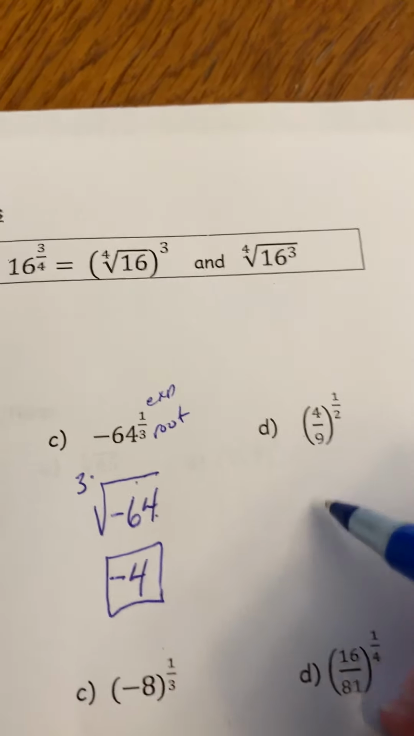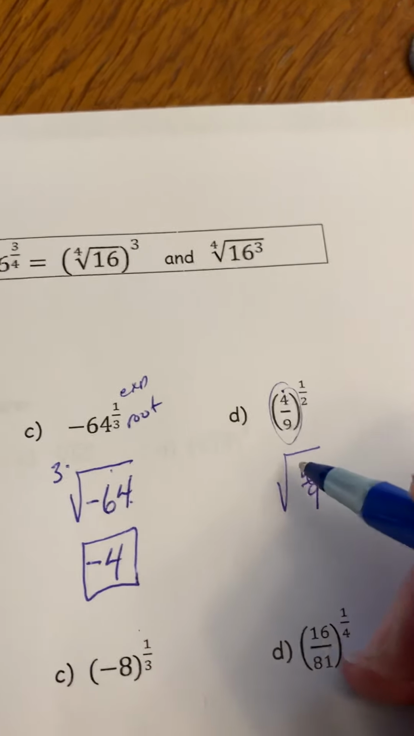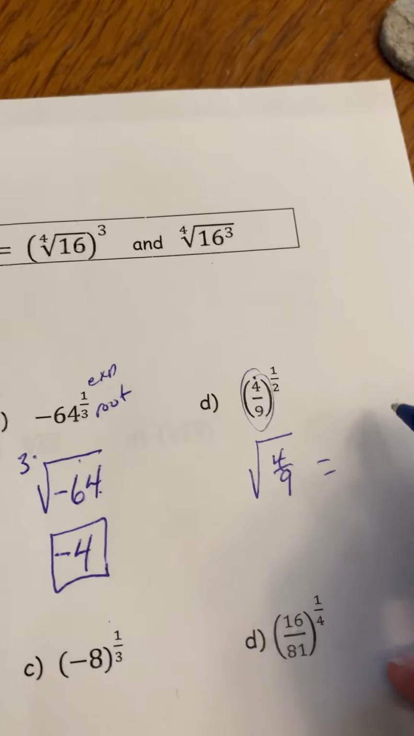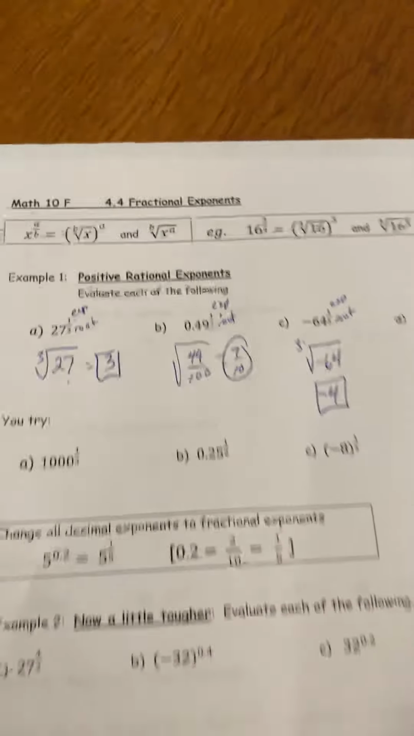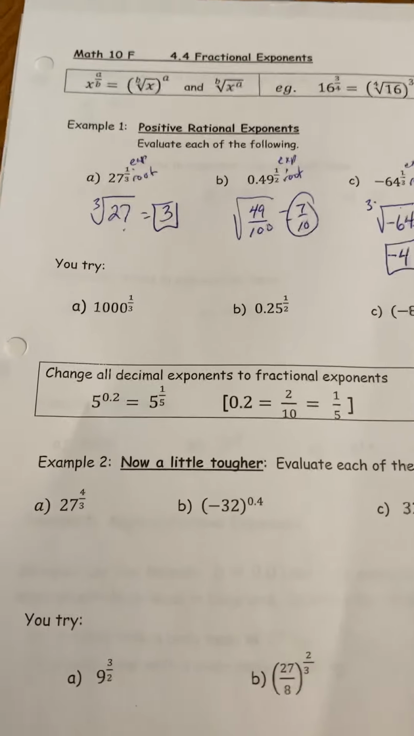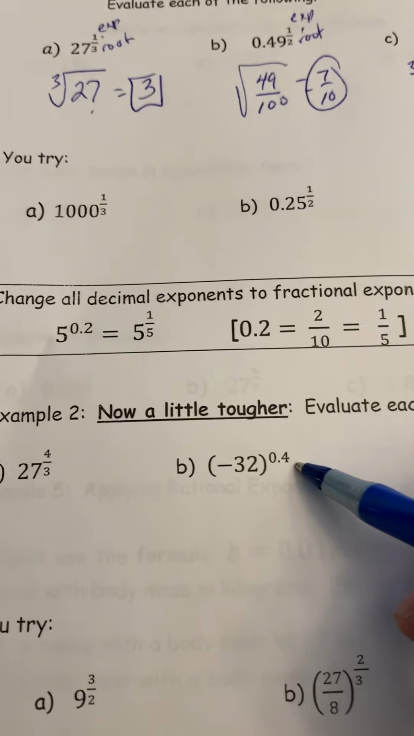Now we got a fraction here. So this is the base. It becomes the radicand. We're going to find the square root of 4/9, 2/3. Okay, so I'm going to challenge you. So this is day 2 of us sort of going through this. These ones are going to get a little bit tougher. Okay, so I'm going to jump down here right away.